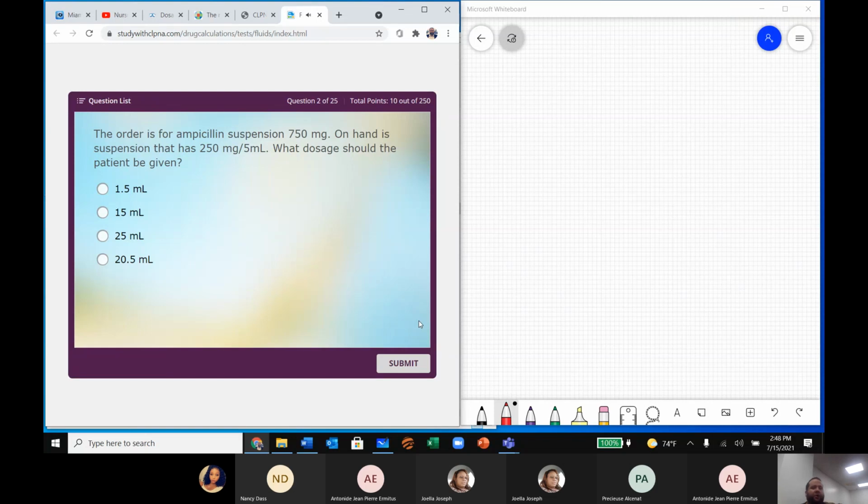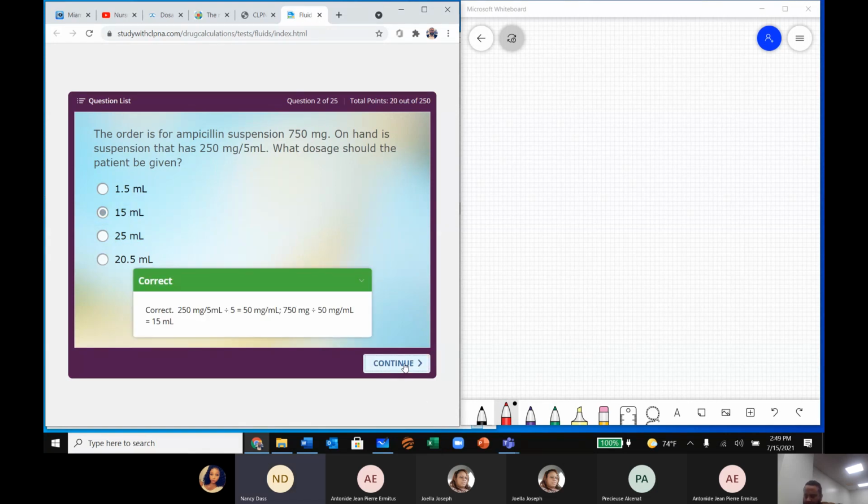Next question. The order is ampicillin suspension 750 milligrams. On hand is a suspension that I have 250 milligrams per 5 ml. What dose should the patient be given? 15. Good job.